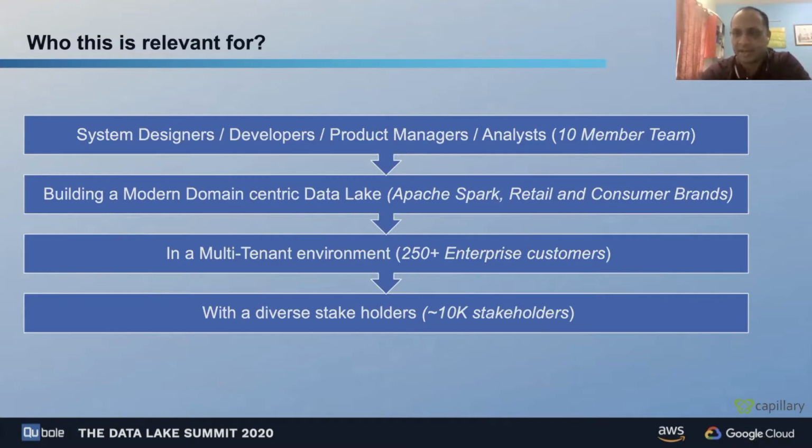Our whole data lake is built on Apache Spark, and the third point is that it is relevant if it is a multi-tenant environment. We serve about 250 plus enterprise customers on our product suite, including a set of diverse stakeholders. Close to about 10K stakeholders participate in the data lake in some form or the other. They might be interacting with the data lake through our products and services, or they could be working on extensions of the data lake, using very standard tool sets on top of our data lake as well.